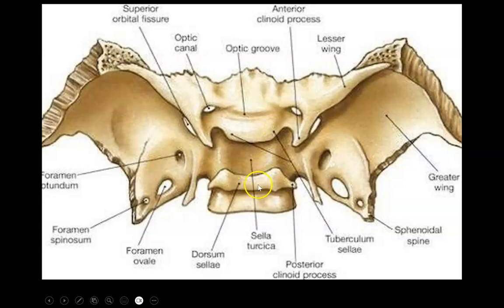and the lateral part of the dorsum sellae is the posterior clinoid process. So we have three clinoids: anterior, middle, and posterior clinoids. Also, you can notice here that the foramina of the middle fossa, foramen rotundum in the medial wall, foramen ovale in the floor, and foramen spinosum behind and lateral to it in the floor, are present in the greater wing of the sphenoid.